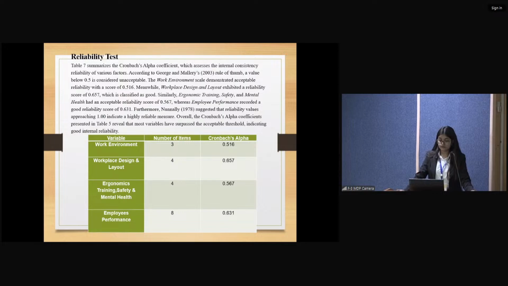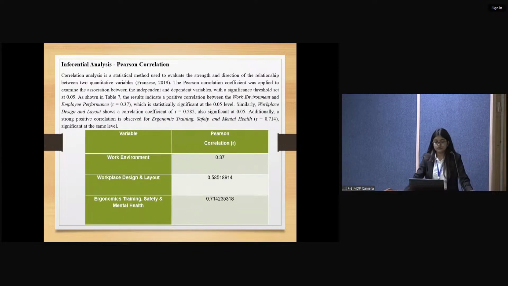The reliability test includes Cronbach's alpha, which assesses the internal consistency reliability of various factors. According to the reliability test, workplace design and layout exhibits a reliability score of 0.657, whereas the others were 0.567, 0.631, 0.631. Inferential analysis, wherein Pearson correlation analysis is used to evaluate the strength and direction of the relationship between two quantitative variables. The Pearson correlation coefficient was applied to examine the association between independent and dependent variables. These are the Pearson correlation values.